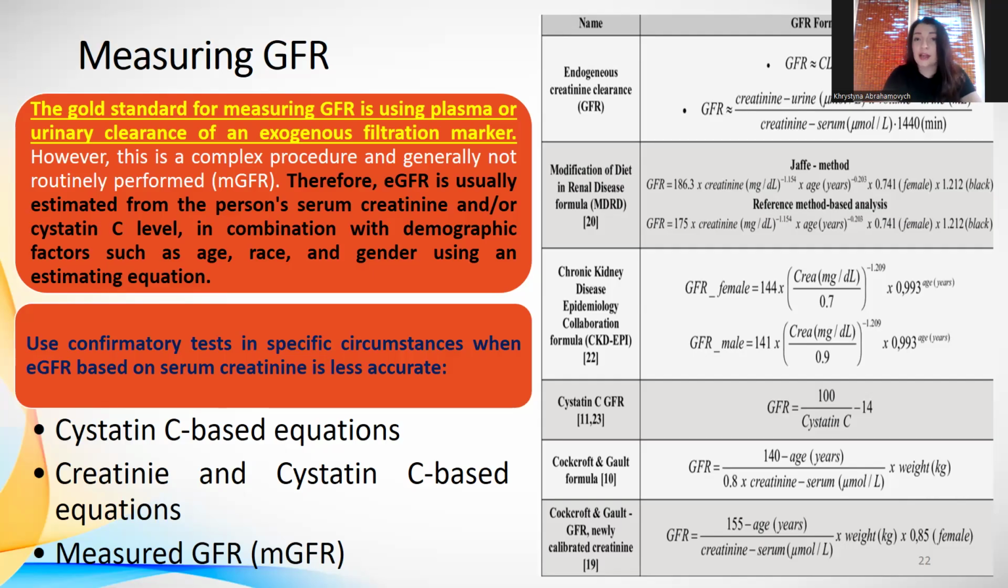On the right of this slide, you can see different equations which we are using to calculate estimated glomerular filtration rate. The most commonly used are the Modification of Diet in Renal Disease formula, which is called MDRD, and the Chronic Kidney Disease Epidemiology Collaboration formula, which is also called CKD-EPI. So these two equations are the most commonly used, but here we also have other equations which may be used.